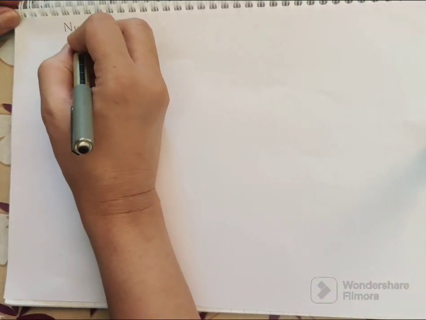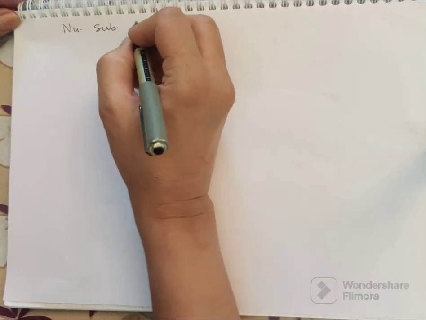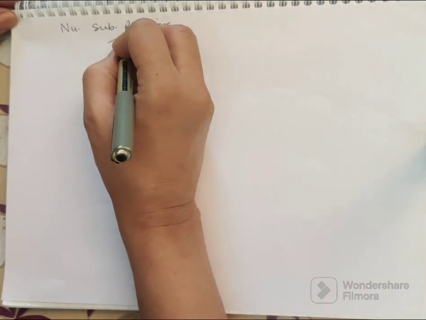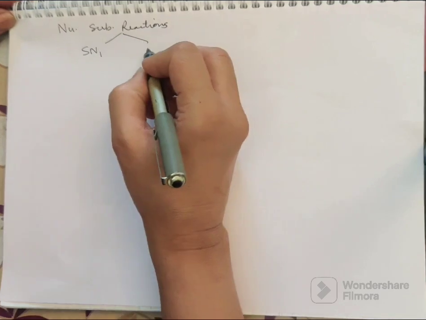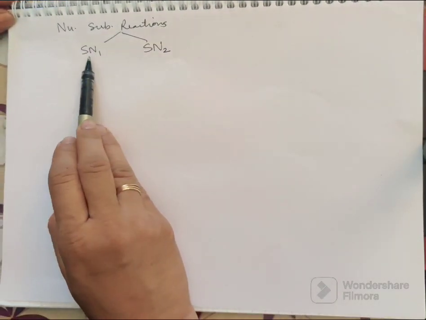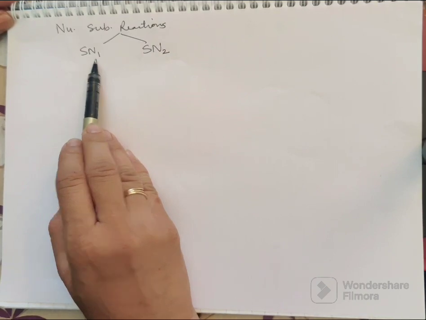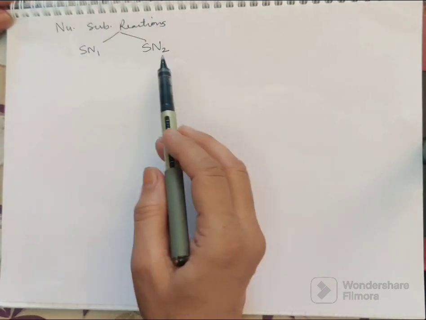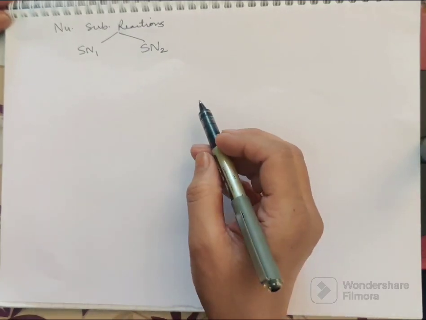Nucleophilic substitution reactions in alkyl halides follow two mechanisms, SN1 and SN2. This is called nucleophilic substitution unimolecular, nucleophilic substitution bimolecular. Now there are a lot of differences between SN1 and SN2 mechanisms.